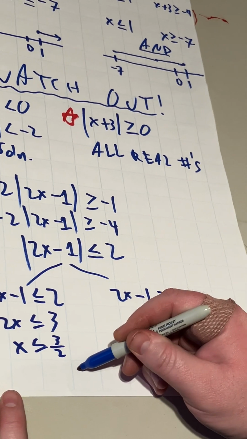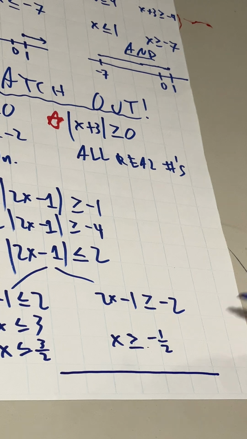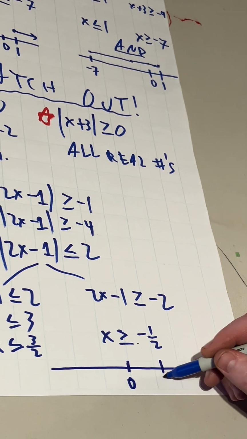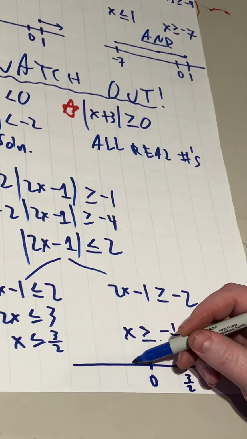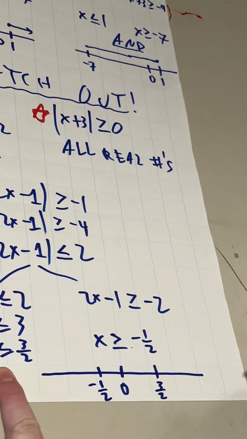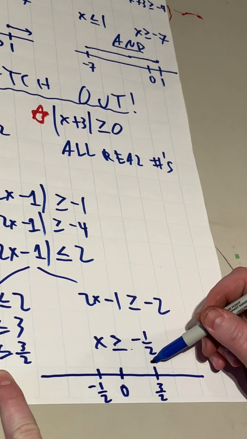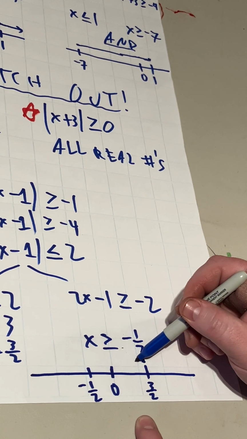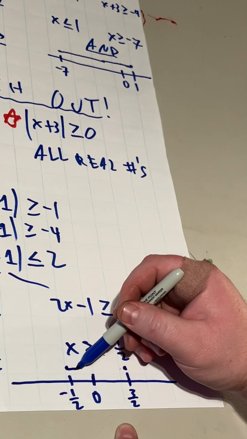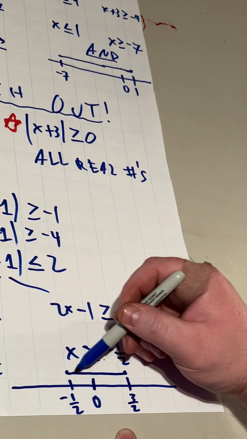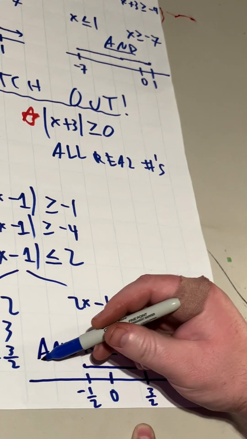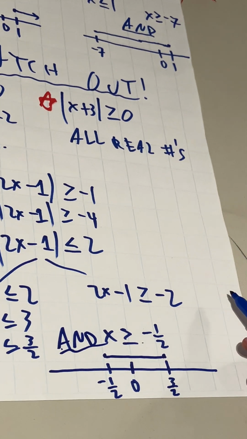Now, we don't even have to write the word "and" or "or" yet. We first can just put it on a number line, and that sort of helps you sometimes visualize which one it's going to be, "and" or "or." Well, x is less than or equal to 3/2 and greater than or equal to negative 1/2. So that's going to be everything in between these two numbers. So that's an "and" problem.